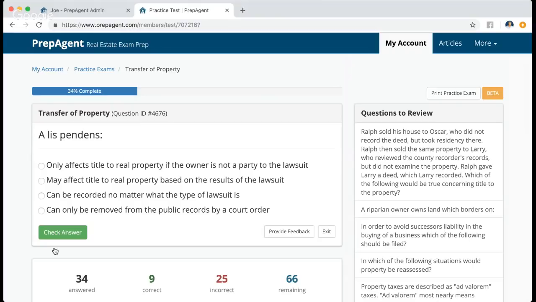The lis pendens, A, only affects title to real property if the owner is not party to the lawsuit. B, may affect title to real property based on the results of the lawsuit. C, can be recorded no matter what type of lawsuit it is. Or D, can only be removed from the public records by a court order.